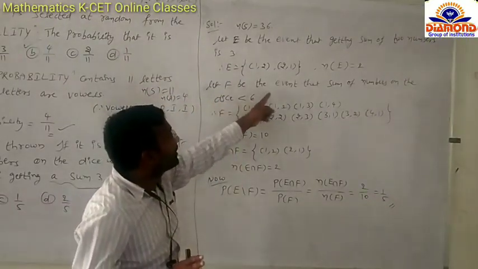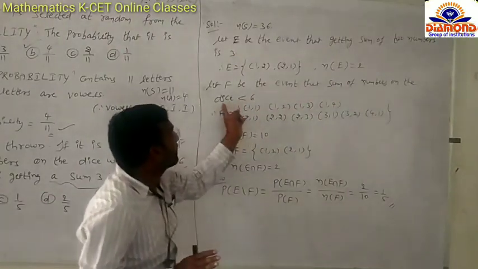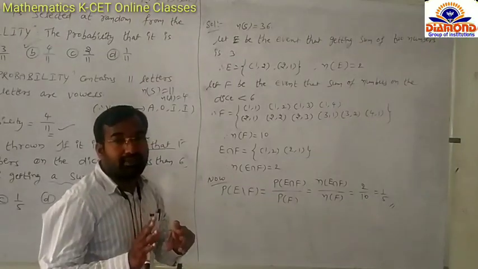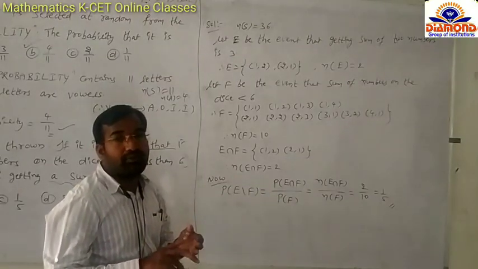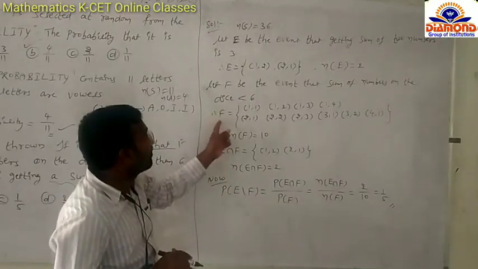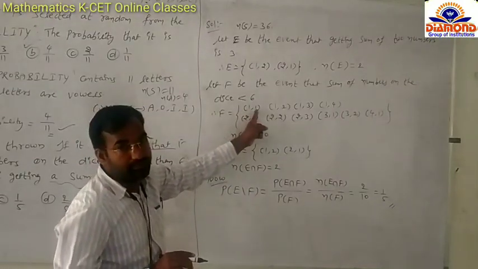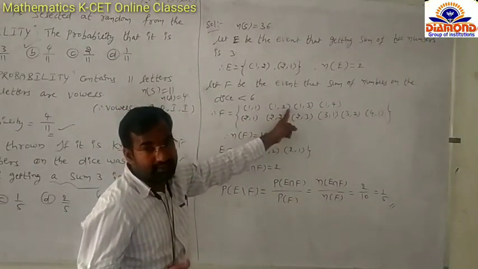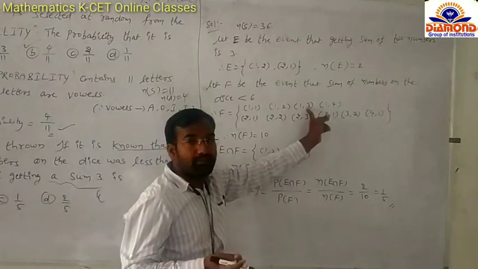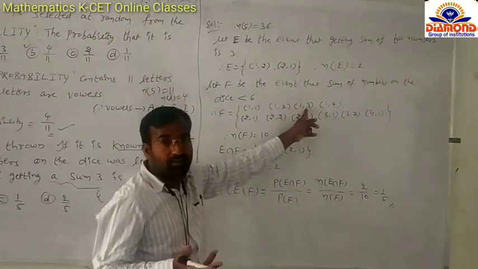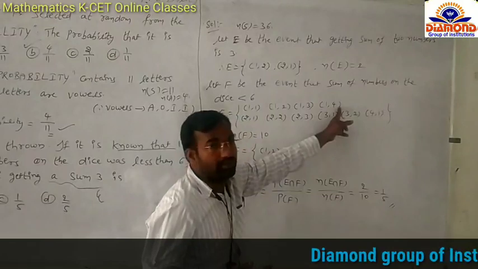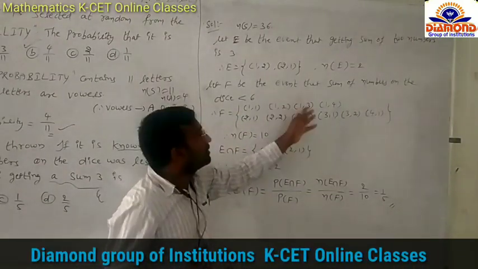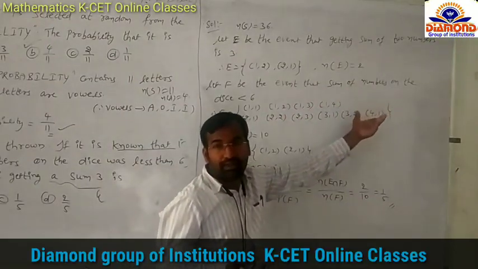Let F be the event that the sum of the numbers on the dice is less than 6. That means the sum of the 2 numbers can be 2, 3, 4, or 5. So F equal to what? 1,1: 1 plus 1 is 2, which is less than 6. Next 1,2: sum is 3, less than 6. 1,3: sum is 4, also less than 6. 1,4: sum is 5, also less than 6. Next, 1,5 is not taken, since 1 plus 5 is 6.